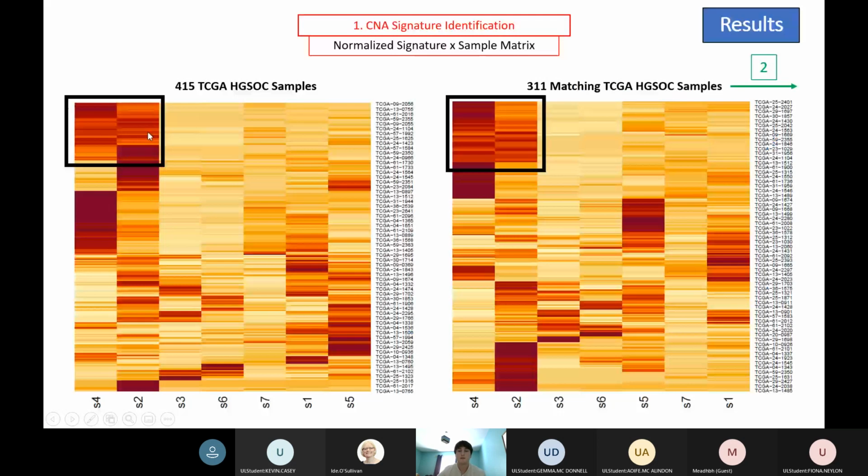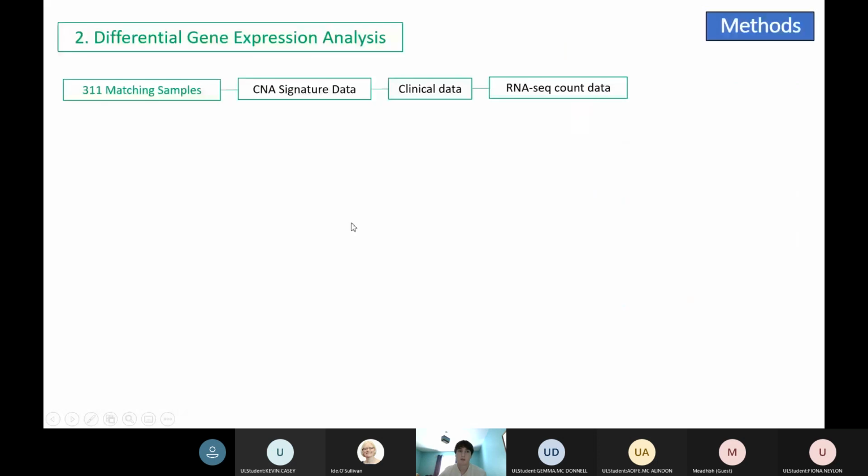And that highlights the difficulty in making these signatures and making them precise and having unique associations with a particular sample. But the heterogeneity among samples is clearly visible across these matrices. So for the second part, I carried out differential gene expression analysis to see what genes and what mechanisms were characterizing each signature. To do this, I used the 311 matching samples across CNA, clinical, and RNA-seq count data.